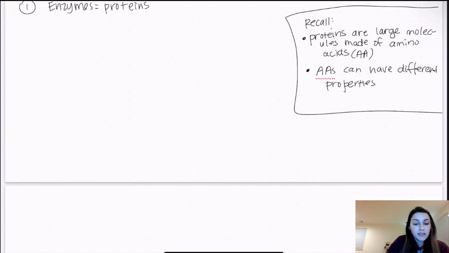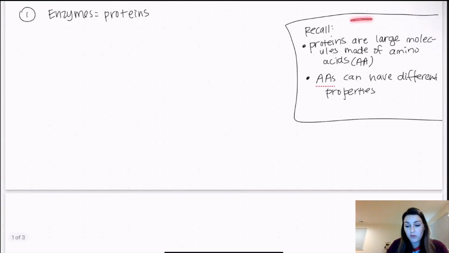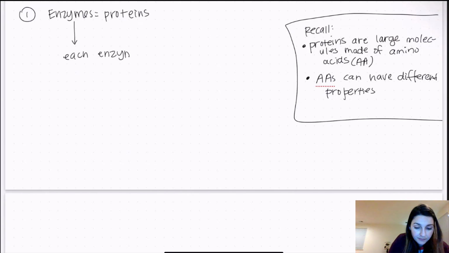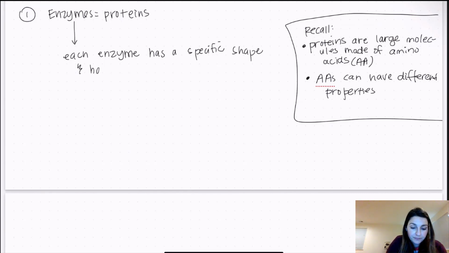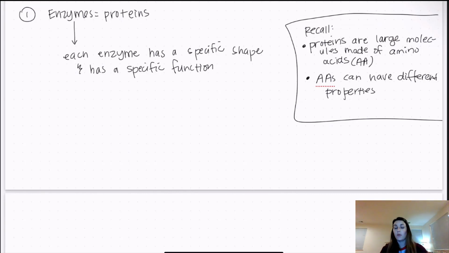So each enzyme, by this whole recall, has a specific shape and has a specific function. What this means is that each enzyme is going to do its job and only its job.